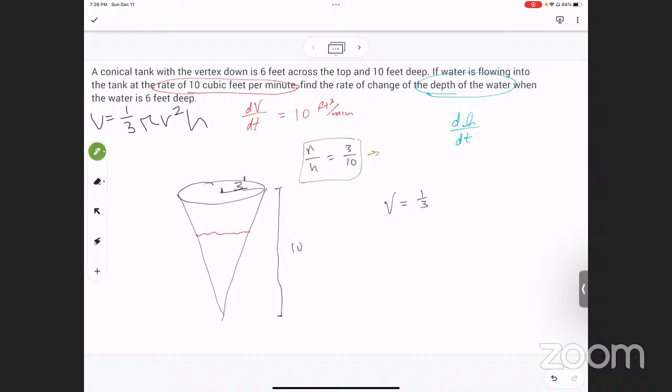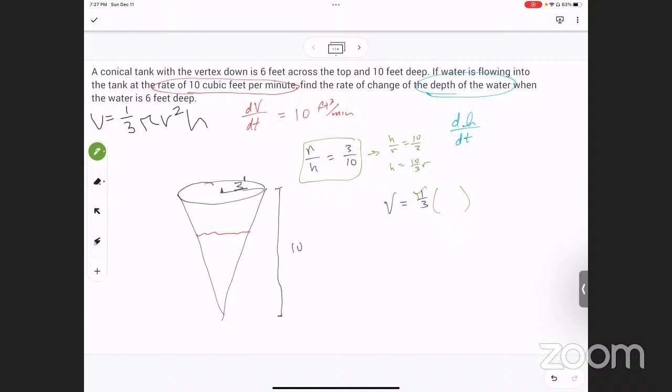We're going to have to convert this because we want to find dh/dt. So we'll have to solve this for h. So we'll flip both sides. h over r equals 10 over 3. Got it? So then we're going to multiply both sides by r. So h equals 10/3 times r. So we're going to rewrite the volume in terms of h. So it's going to be pi over 3 times r.